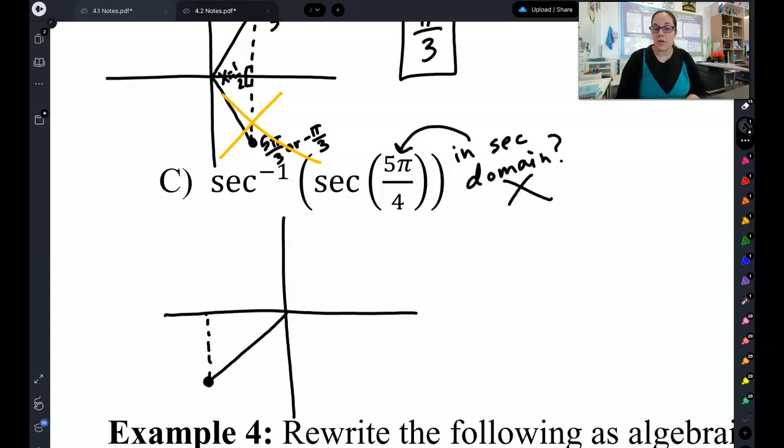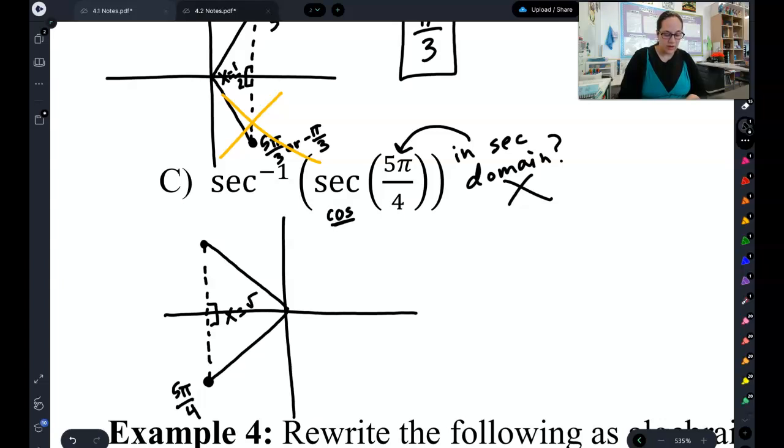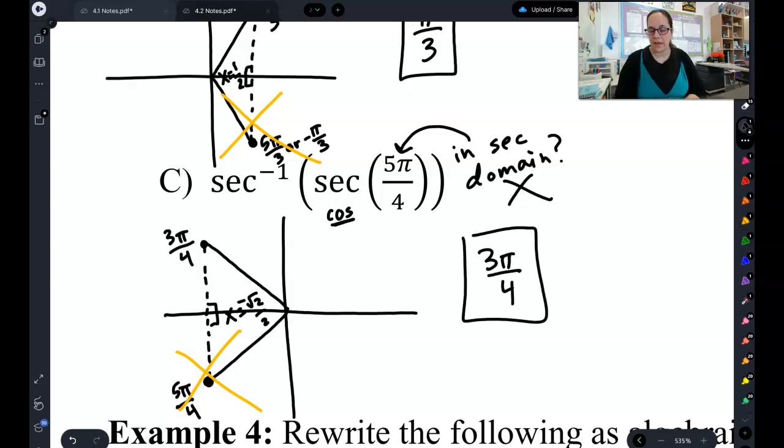So let's find the other triangle that is. So if this is 5 pi fourths, and we're thinking here of secant, which is the cosine, we want to find the other triangle that has the same cosine value. So that should be right there because cosine is x. Both of those triangles share the same x value of negative root 2 over 2. This angle up here is 3 pi fourths. So because the 5 pi fourths did not work, I know that 3 pi fourths is the one that will work. So that's my answer.